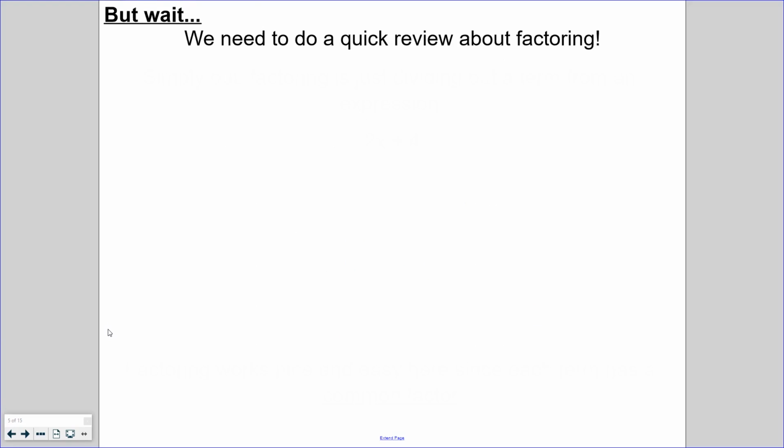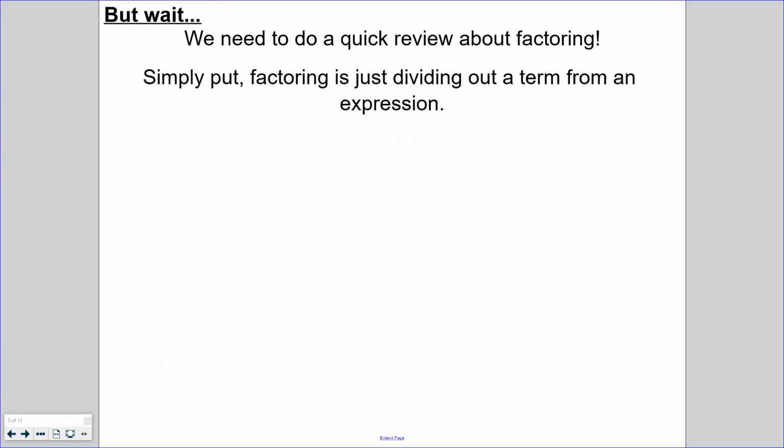But wait, before we head into that, we need to do a quick review about factoring, because factoring is essential for solving limits at infinity. So, simply put, factoring is really just dividing out a term from an expression. And we can start out with an expression 2x plus 4. So now let's just quickly review how we can factor this.